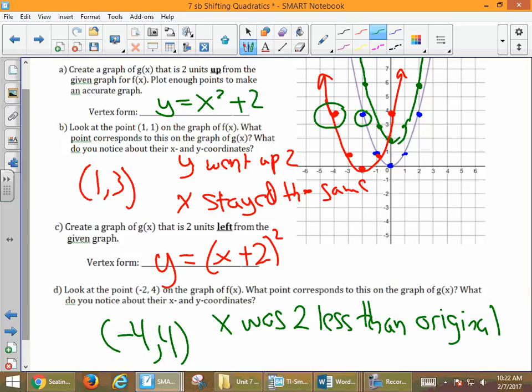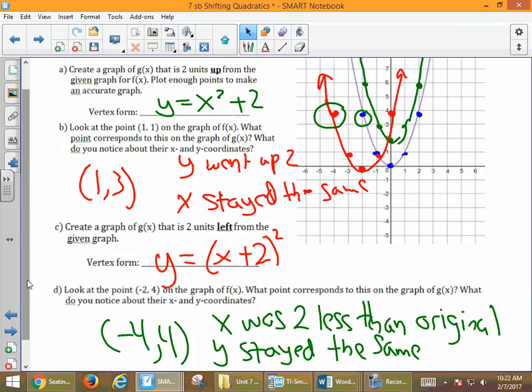And by the original, that's our parent function. And what happened to the y's with negative 2, 4 and negative 4, 4? Oscar? So the y stayed the same. So when we shift the graph up, our y's change, but our x's stay the same. And that means up and down is the same. If we shift our graphs left and right, our x's change, but our y's stay the same.